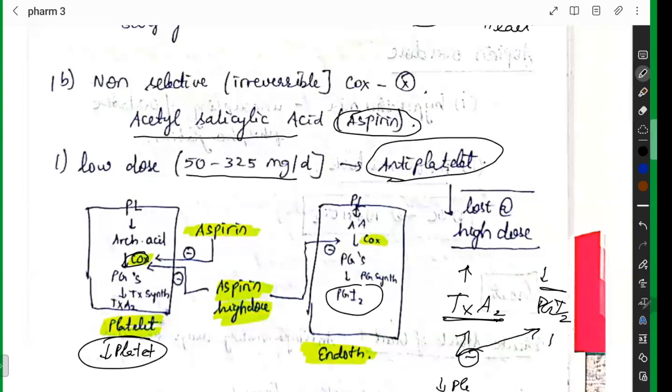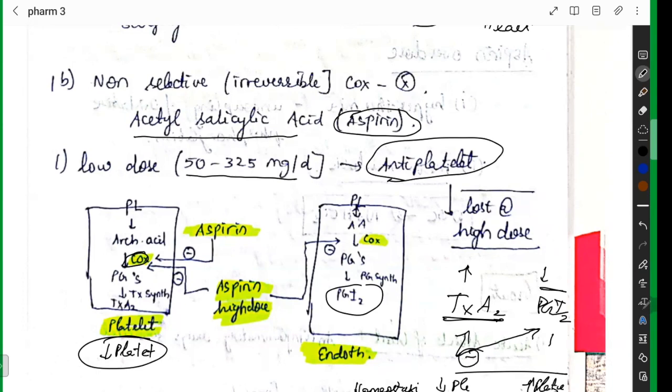Whereas in the absence of prostaglandin I2, there is an increase in platelet aggregation. Therefore, there is a maintenance of homeostasis between your thromboxane A2 and your prostaglandin I2. Therefore, there is no antiplatelet effect. Remember, this is the effect of low dose and high dose aspirin.